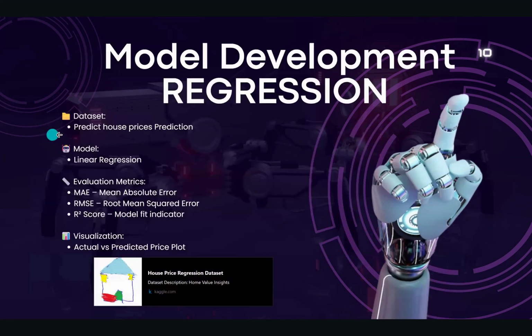So firstly, the regression problem. For the live demo, we have selected predicting house price from a given data set. In this demonstration, we will be using a simple algorithm, linear regression, and we will be evaluating the model based on these three evaluation metrics. We will also be plotting the actual and predicted price plot, so we will be able to compare how good our model is at predicting the house price. I have attached the link of the dataset, an open source dataset from Kaggle itself.